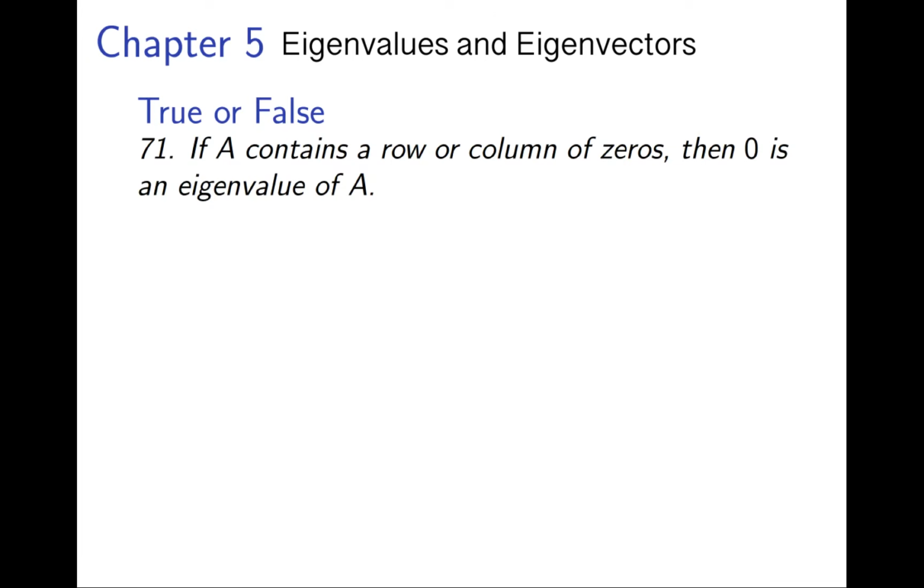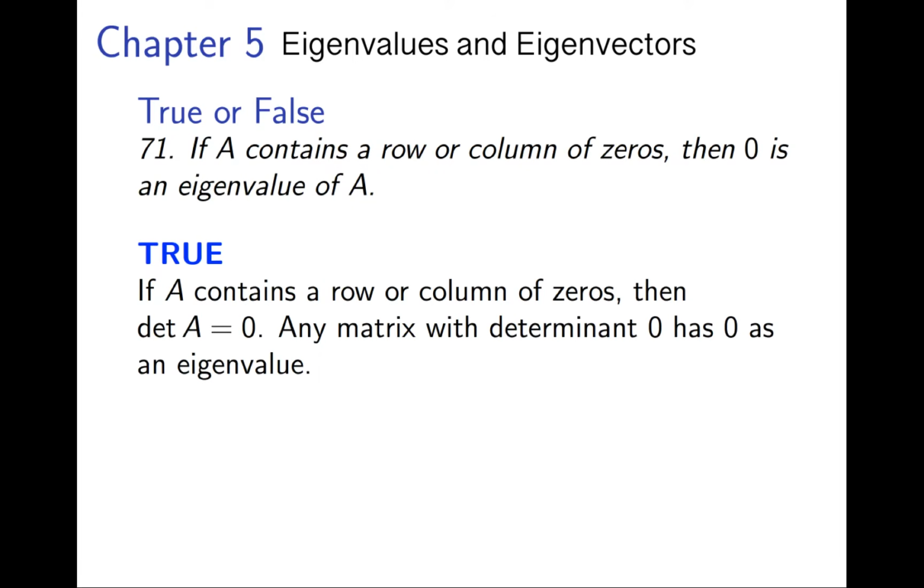Number 71. If A contains a row or column of zeros, then 0 is an eigenvalue of A. And this is true. If A contains a row or column of zeros, then its determinant is 0. And we know that any matrix with determinant 0 has 0 as an eigenvalue.